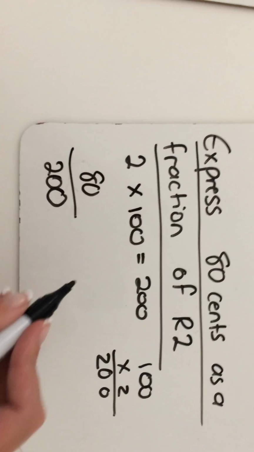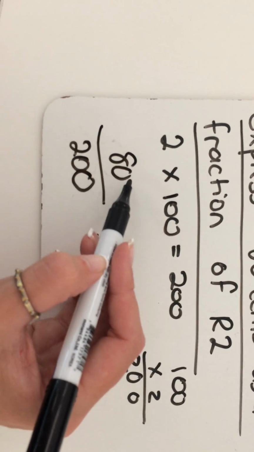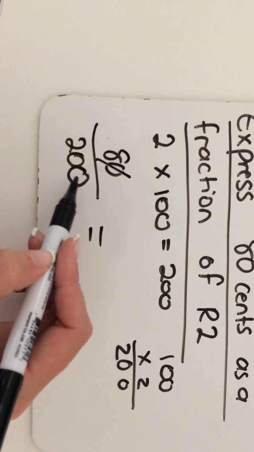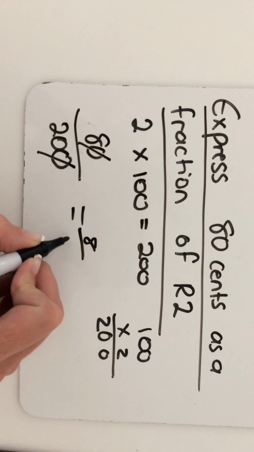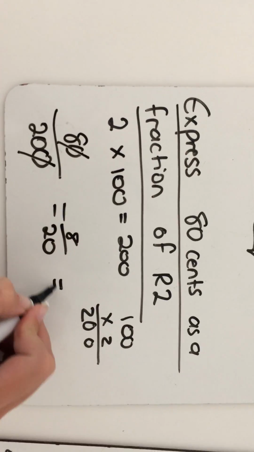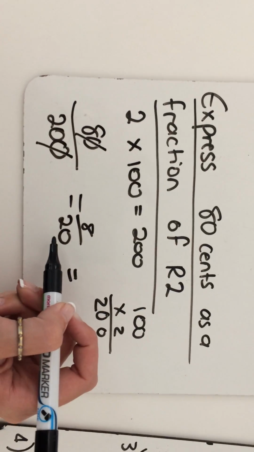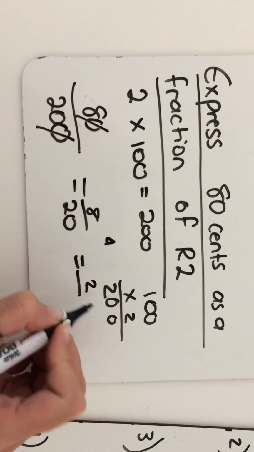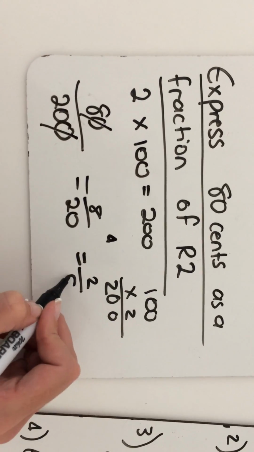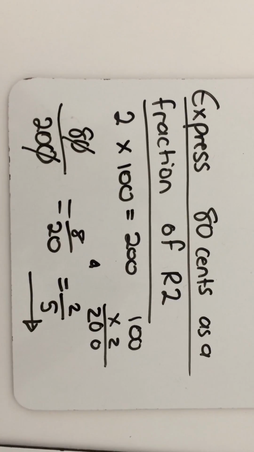But I can't leave it like that, I have to simplify. I have a 0 at the top, I have a 0 at the bottom. So if I cross out the 0 at the top, what you do to the top, you do to the bottom, so I have 8/20. Now I can simplify this further by saying what number goes into 8 and into 20. I know that 4 can go into 8 2 times, and 4 can go into 20 5 times. So my answer is 2/5.